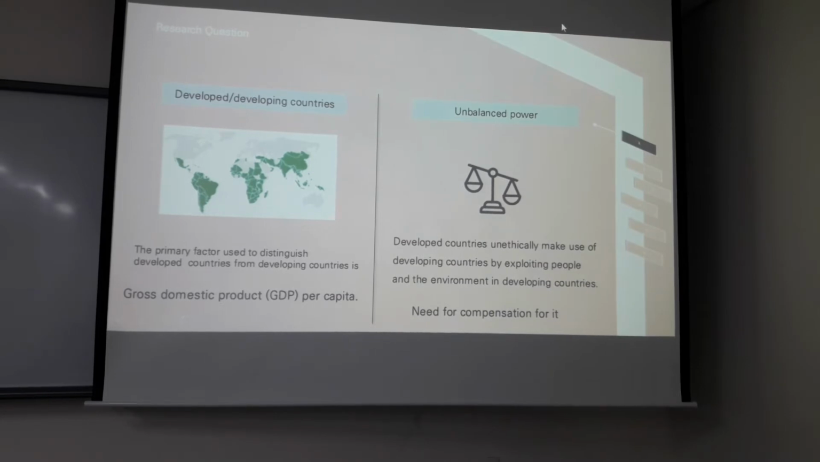The primary factor used to distinguish developed countries from developing countries is gross domestic product per capita. And the difference in purchasing power parity results in an imbalance of power. So developed countries unethically make use of developing countries by exploiting people and the environment in developing countries. And I argue that there is a need for compensation for it.